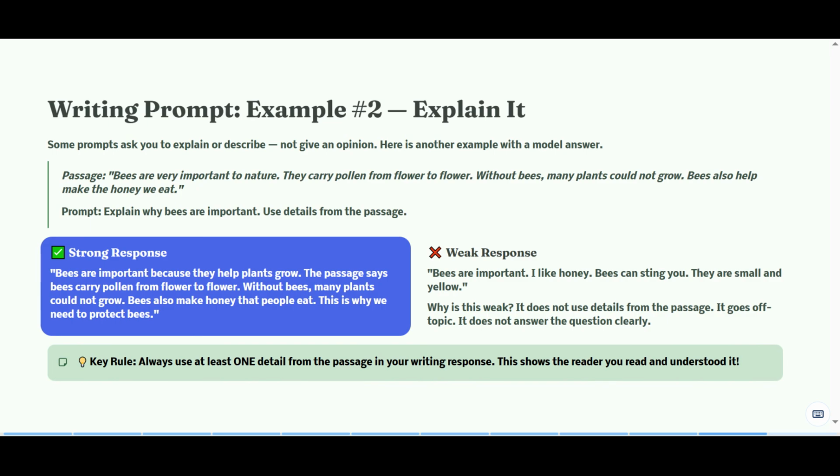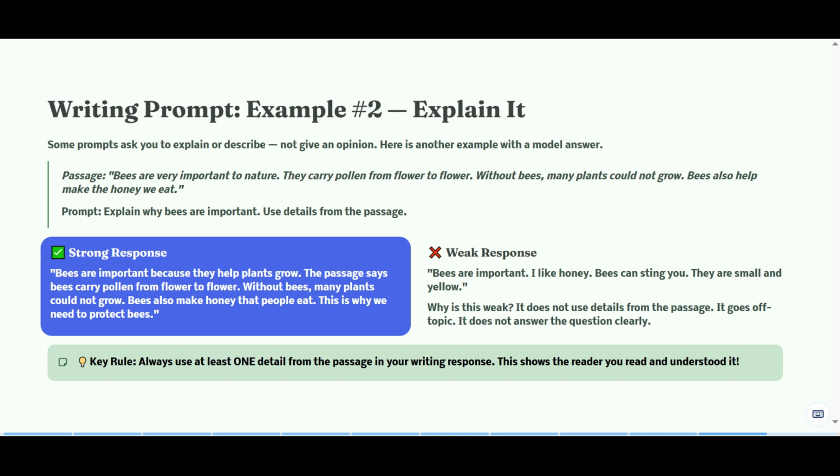Now, look for ways to write a strong response. Bees are important because they help plants grow. The passage says bees carry pollen from flower to flower. Without bees, many plants could not grow. Bees also make honey that people eat. This is why we need to protect bees. This uses the formula, and it is a perfect example of a strong response.